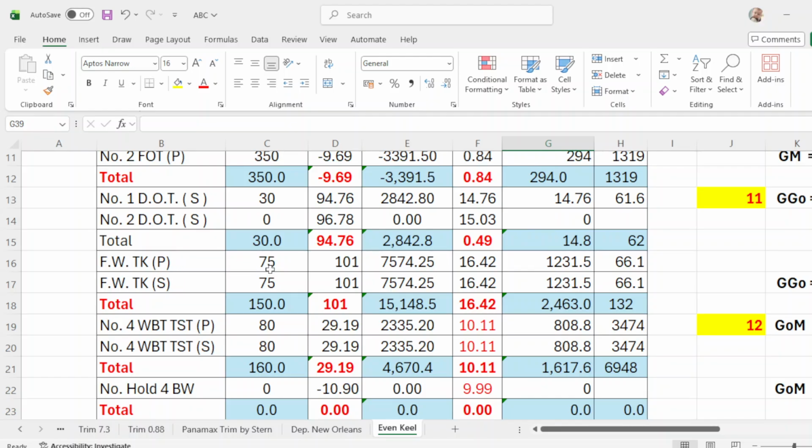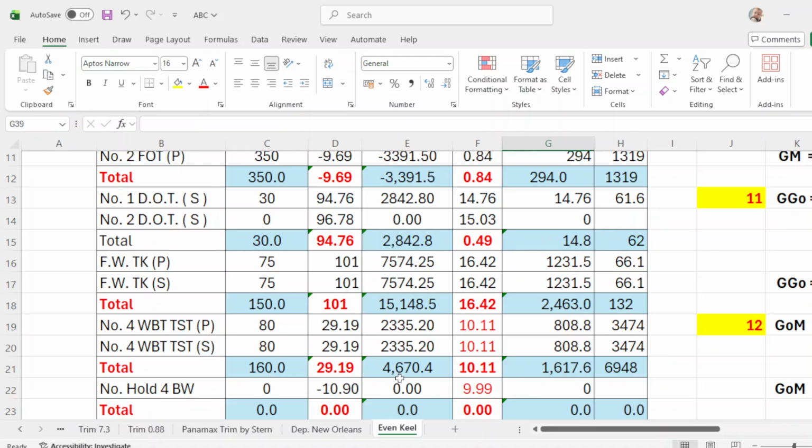Then freshwater, port and starboard tank, which is 75 multiplied with your kg, LCG, this will be LCG moment, and so with your starboard. Your kg multiplied with your weight, this will be vertical moment, then free surface. Total freshwater will be 150. And so with your ballast, you have only ballast in WBT number 4, port and starboard, with 80 metric tons each on port and starboard. And your total ballast is 160.